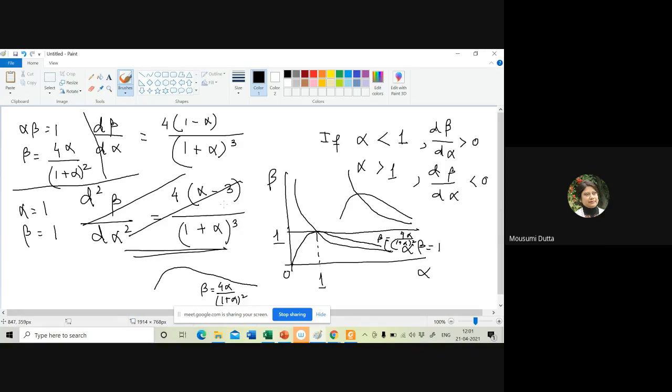If you look at the second order condition, in that case, the denominator is positive. However, it is a bit difficult to say what the numerator will be, because it is alpha minus 3. Ma'am, it's not alpha minus 3, it's alpha minus 1. It's alpha minus 1, the second order condition. Yes, ma'am.